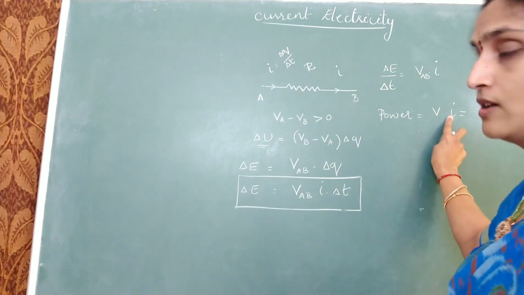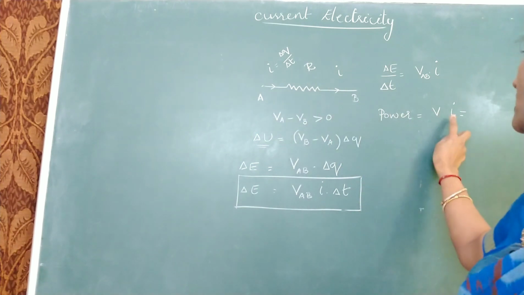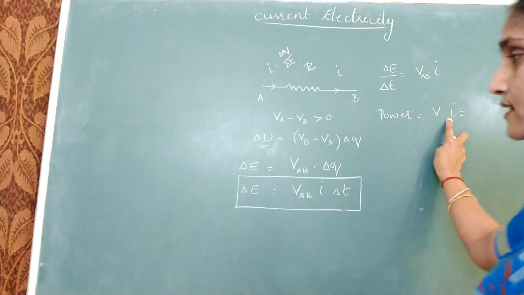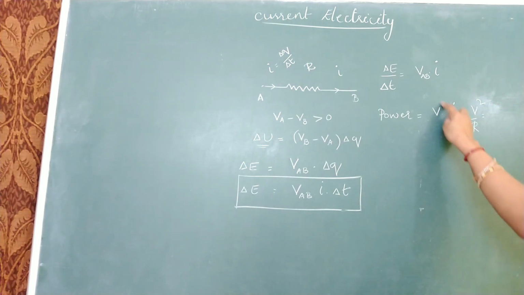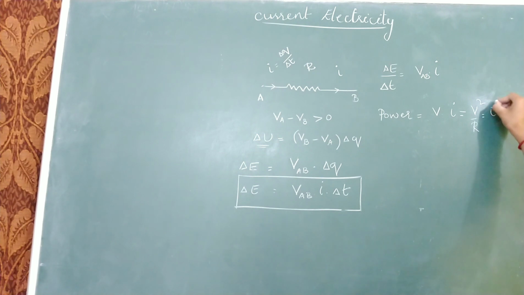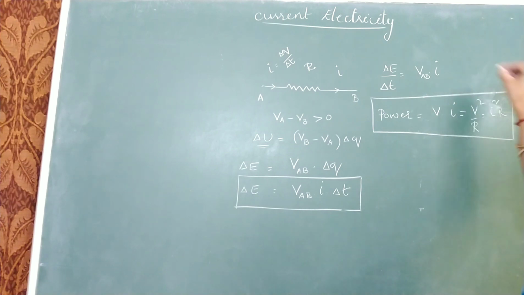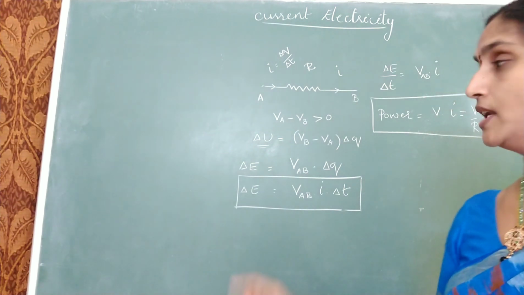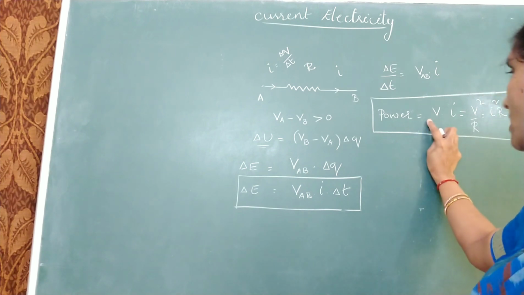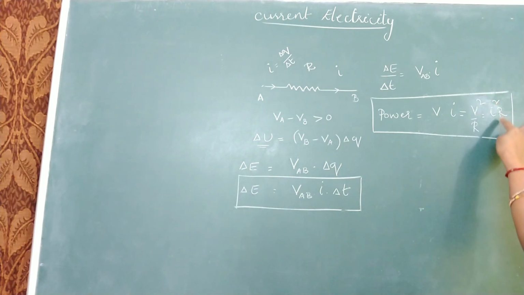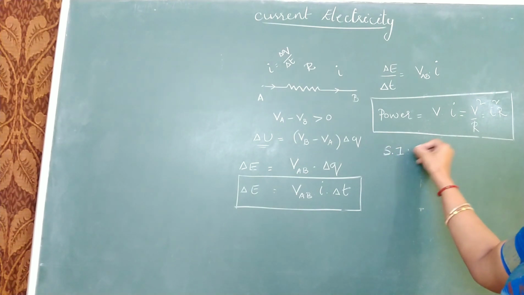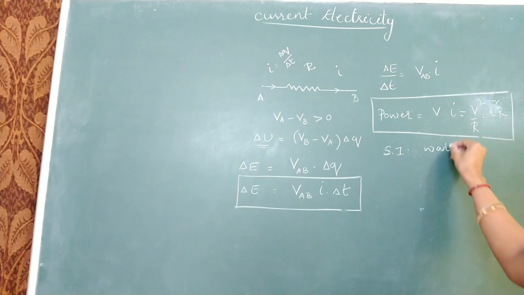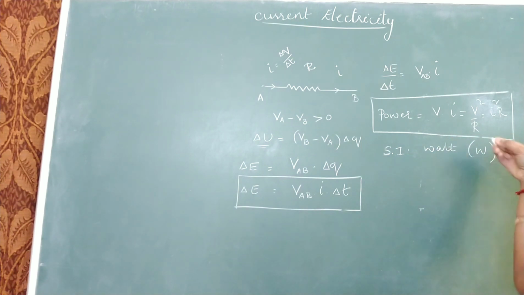If I use Ohm's law, since I am taking a resistor here, I will replace I as V divided by R. Then you can write it as V square by R. You can also write V as I into R, giving I square into capital R. So all these three relations give you the various formulas for electric power: either V into I, or V square by R, or I square into capital R. Coming to its SI units, power is always measured in watt, represented as W.